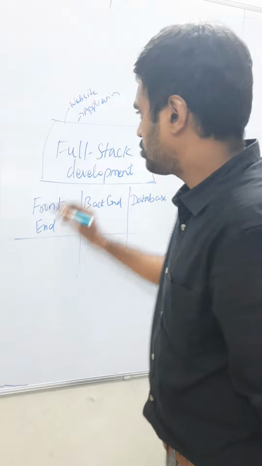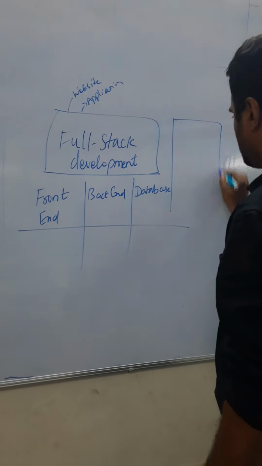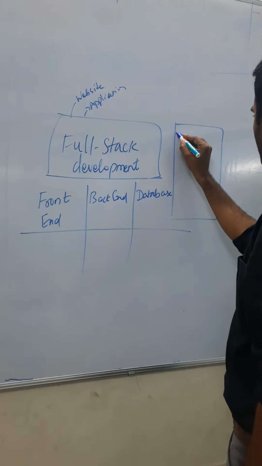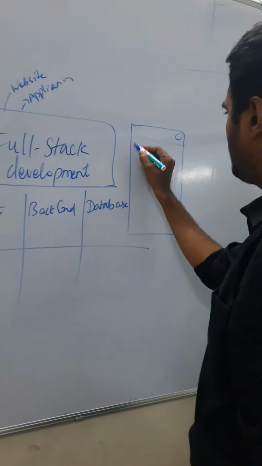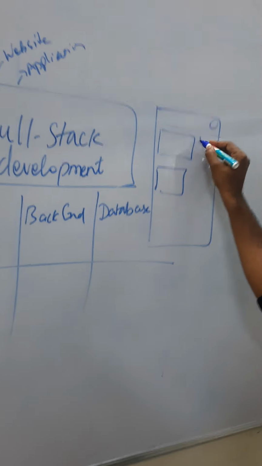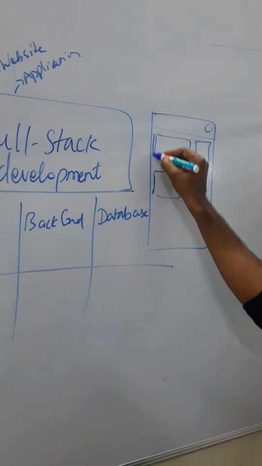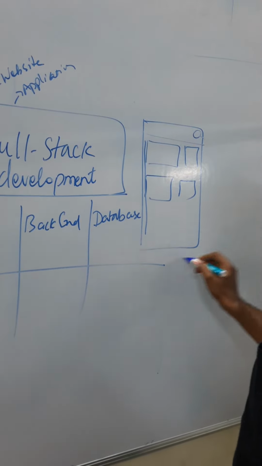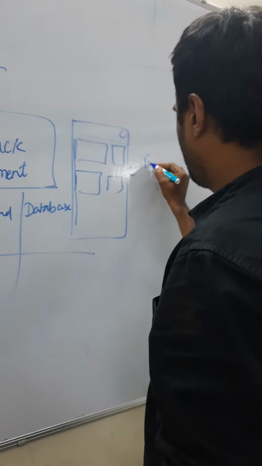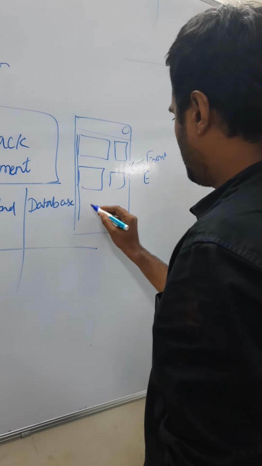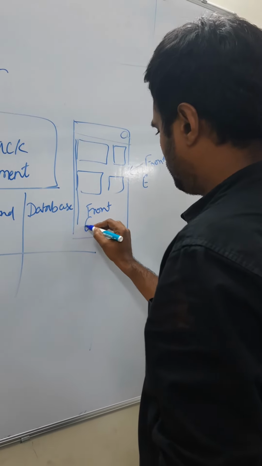So what is full stack? Suppose let's say this is the Amazon UI. You can see your name, and here you can see items. Some items will be there, and here you can see some categories. Whatever you see is called the front end.